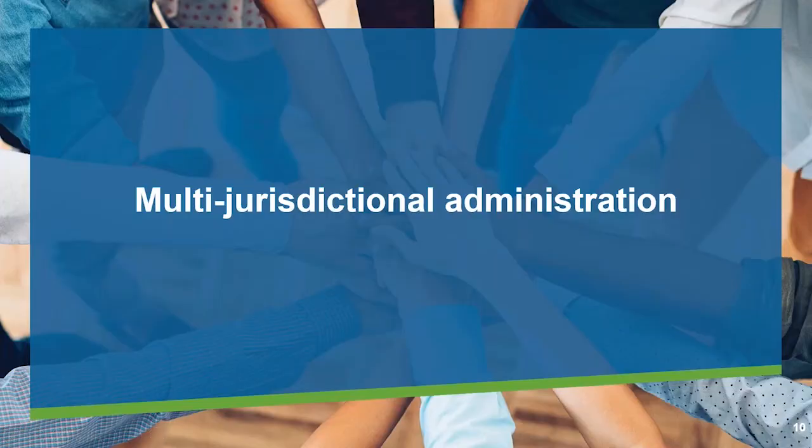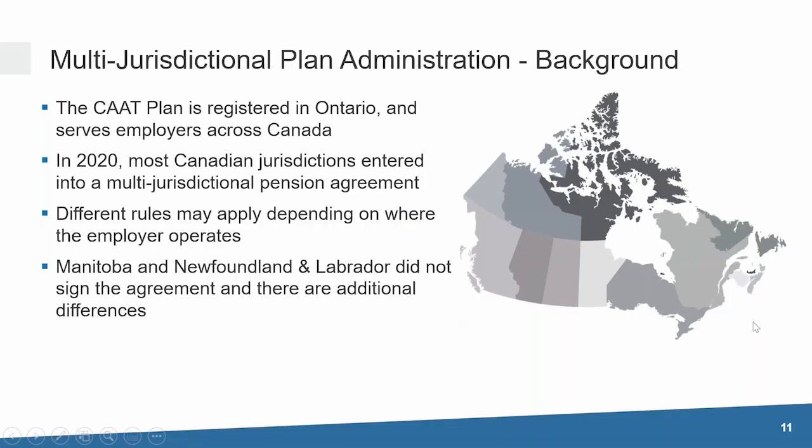Now let's review multi-jurisdiction administration. We're very excited about the fact that CAT continues to expand, which has allowed us to offer strong and secure defined benefit pensions to employers and their employees across Canada. Since this means that CAT now operates in jurisdictions outside of Ontario, the employer manual has been updated to reflect this. The CAT pension plan is registered in Ontario and serves employers across Canada.